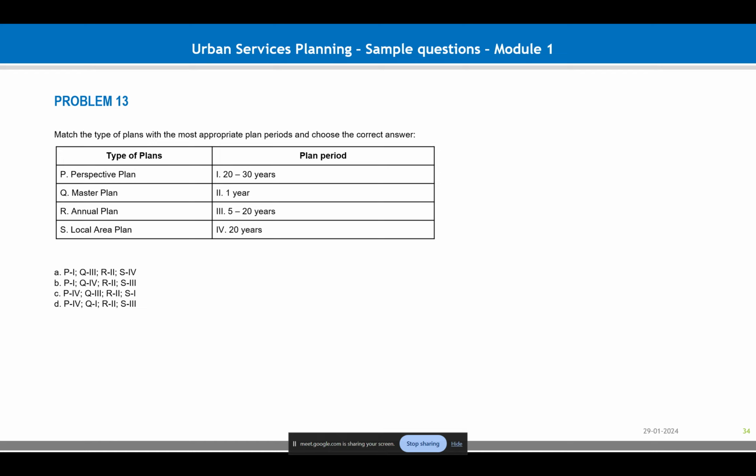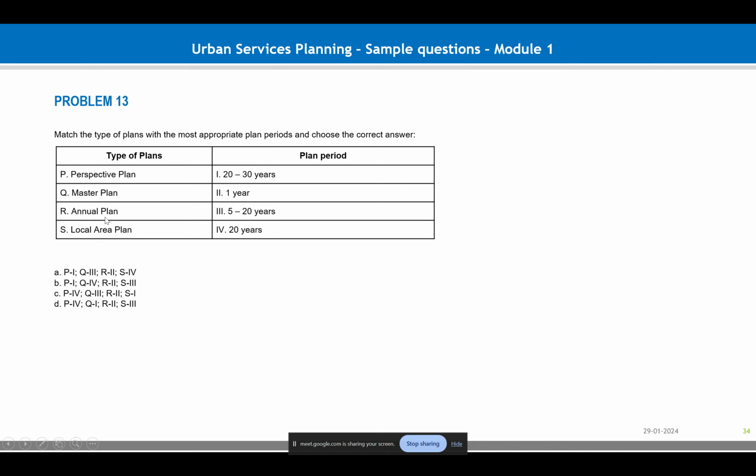Master plan, yeah. So I wouldn't say the options are a very good way of representing this, because both perspective plan and master plan are usually designed for 20 to 30 years. But for master plan, you say that it's for 20 to 30 years. It's okay. Let's come to that.